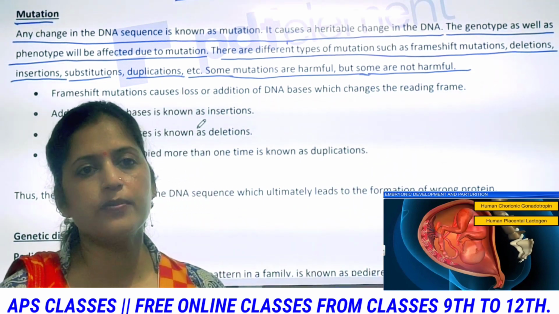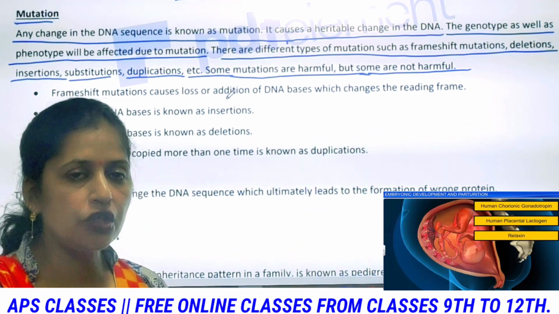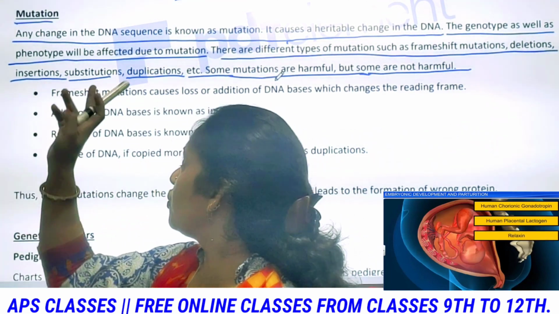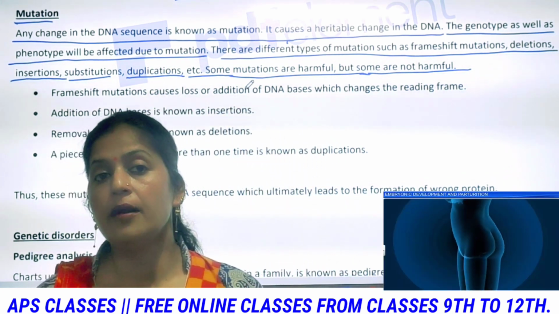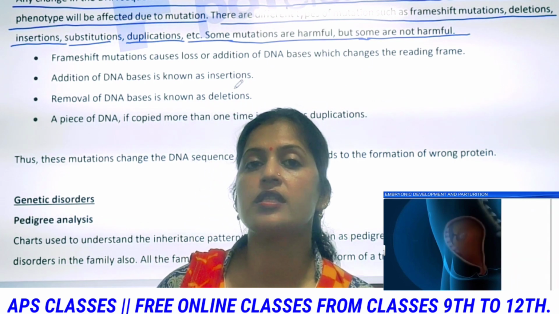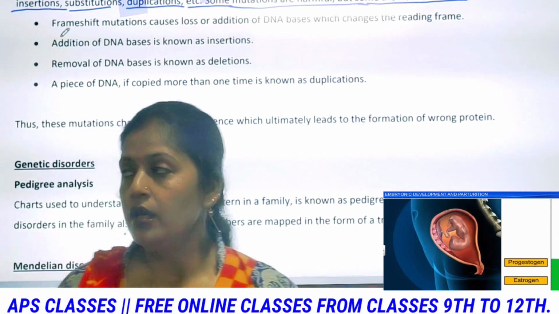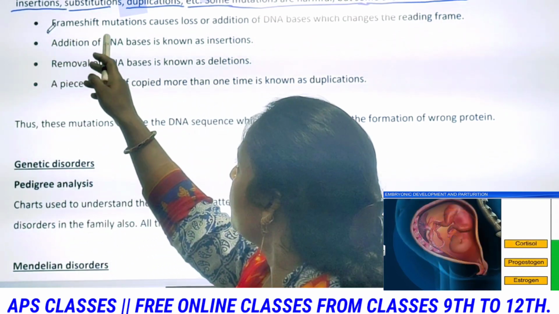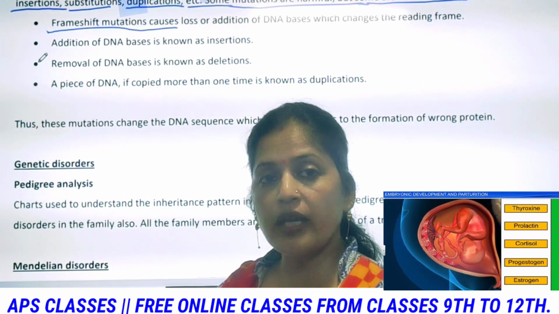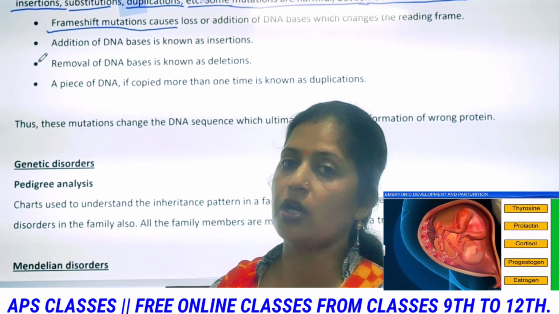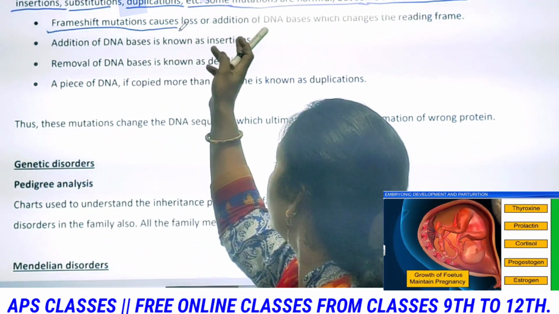तो यहाँ पर various types के mutations हैं जो occur करते हैं. That are the frame shift mutations, deletions, insertions, substitutions, duplications. So there are many types of mutations that occurred, but out of them some mutations are harmful and some mutations are not harmful. So next is the frame shift mutations causes. अब ये जो different types के mutations हैं, how can we say that some are harmful and some are not harmful? So frame shift mutations causes loss or addition of DNA bases.